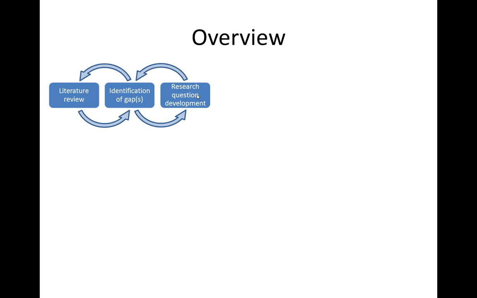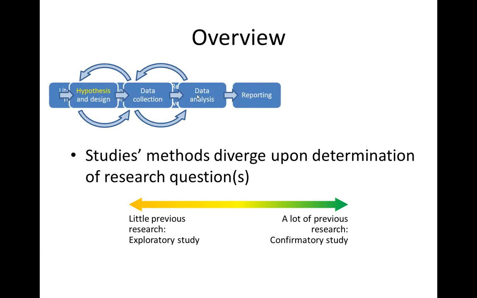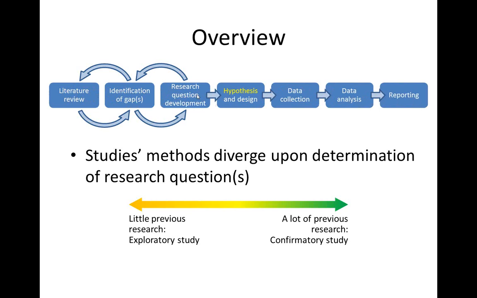Once you settle on a good research question that you feel has not been explored yet, then you can start to develop an actual hypothesis and your design, then collect data, analyze the data, and report your findings in either a dissertation for most of you, or a journal article, or some other type of paper, report, manuscript, etc.